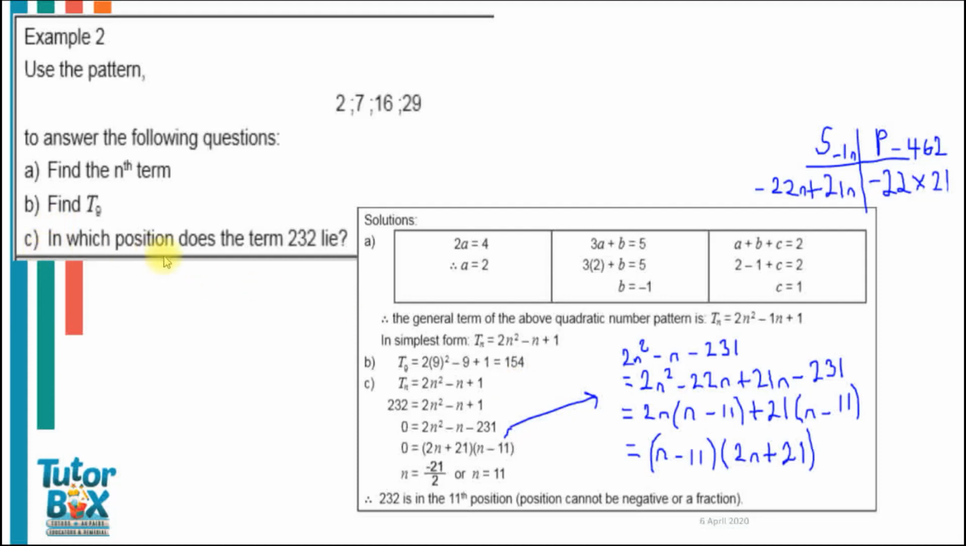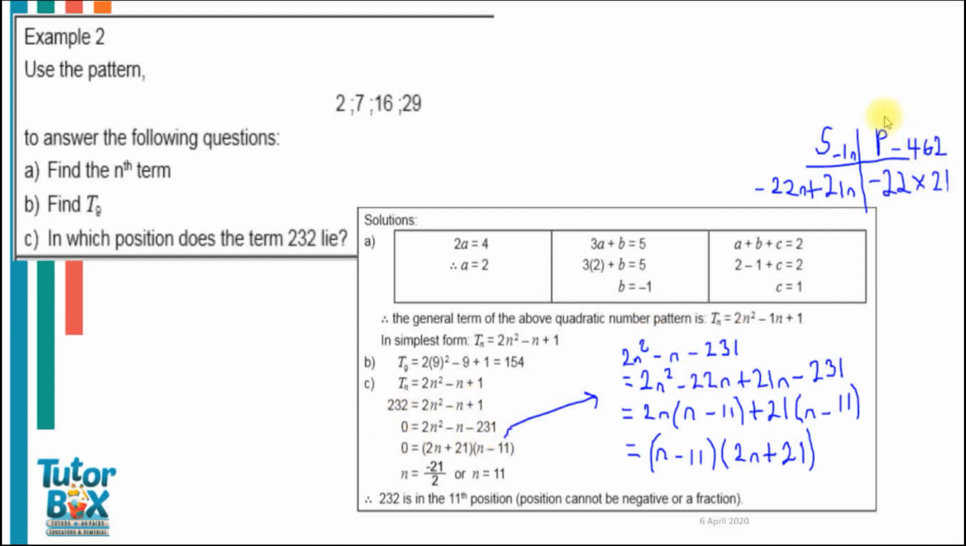And then for C, it says, in which position does the term 232 lie? Right. So the term 232. So this is our nth term, right? So where there is Tn, you replace it with 232. This will equal 2n squared minus n plus 1, right? This now is a quadratic equation. Okay, let's just go back to how to solve a quadratic equation from grade 10. Right, so if I take this number here and put it on the right hand side, it's going to subtract. So I have 0 is equal to 2n squared minus n minus 231, right?